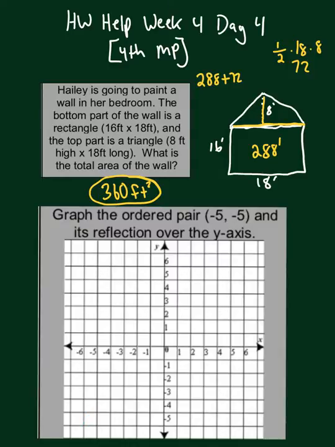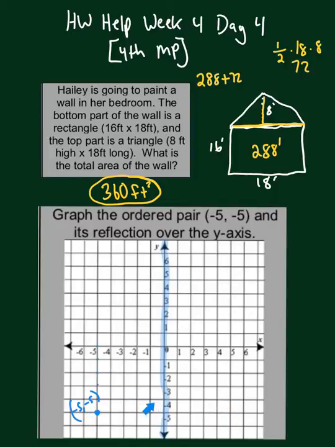So let me get my pen on. So -5, 1, 2, 3, 4, 5. All right, so I have (-5, -5). Now, it also wants the reflection over the y-axis. So I'm going to highlight my y-axis because that helps me make sure I put my reflection in the right spot. Now, if here is my original point, that means my reflection's going to be over here somewhere.